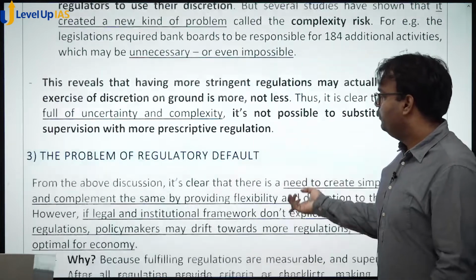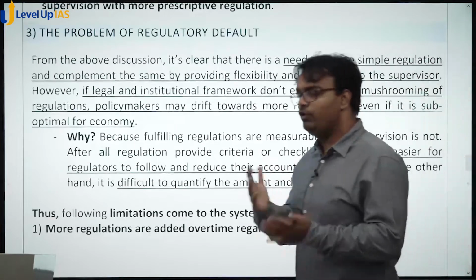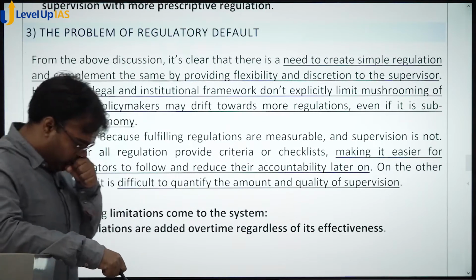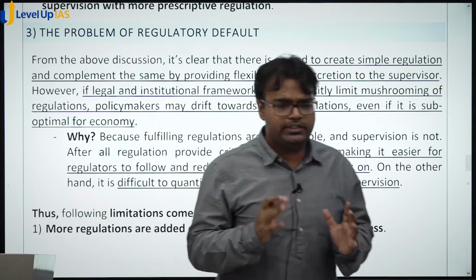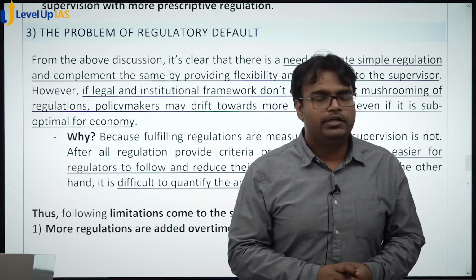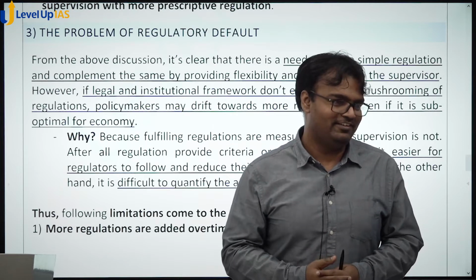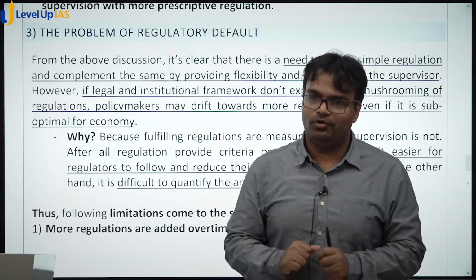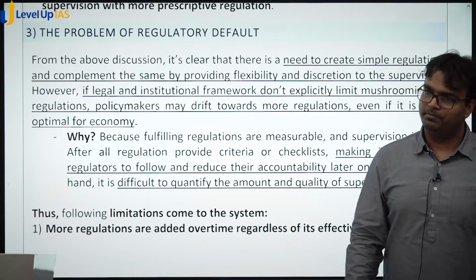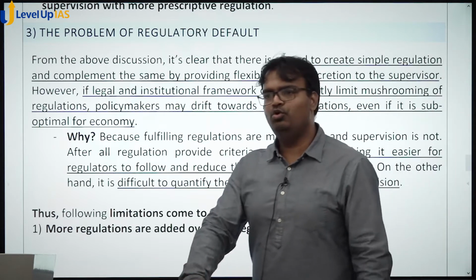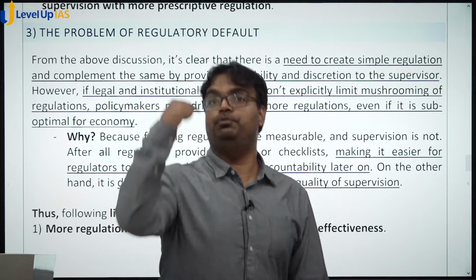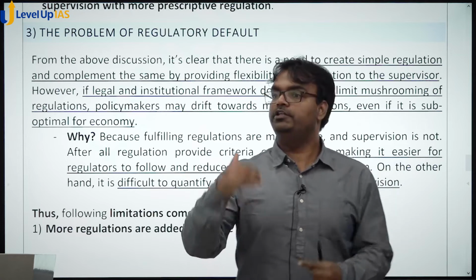Okay, now the problem of regulatory default. What is this problem of regulatory default? Let's understand this. Generally, the problem of regulatory default is this. Whenever a problem occurs, governments all over the world tend to increase the regulation. This is regulatory default. Why do they do that? Because it's an easy solution for them. For regulators, oh, this is the problem, let us put one more condition. Oh, this is the problem, let us put one more condition. Oh, another problem, let us put one more condition.